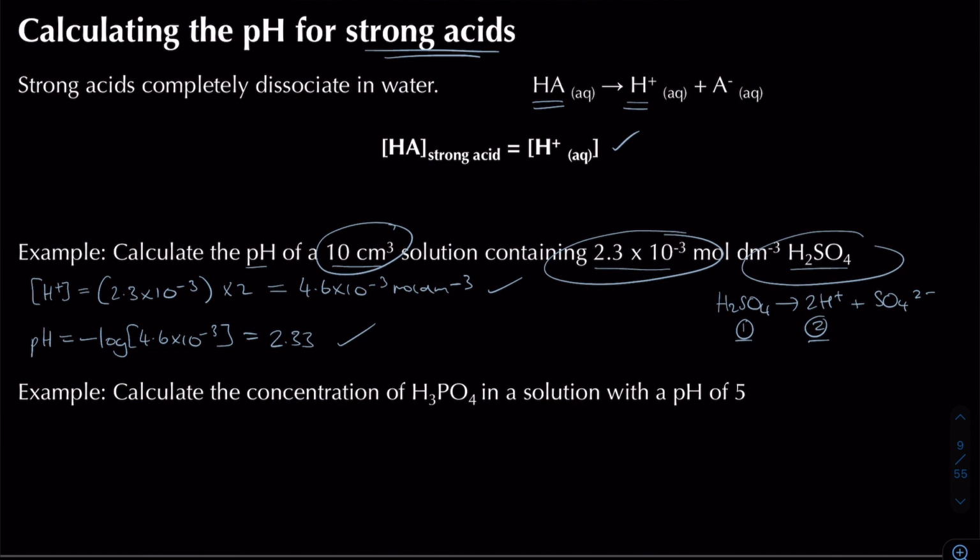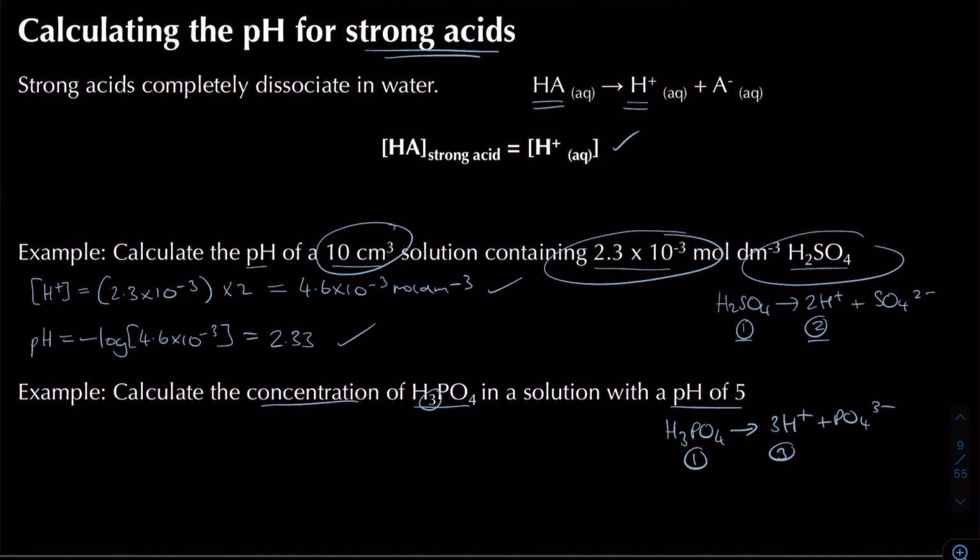We're asked to calculate the concentration this time of H3PO4 in a solution with a pH of 5 as well. So in this case, again, I'm dealing with a triprotic acid, and I have to calculate the concentration in this question. And so, right, I can start off by looking at phosphoric acid. It always helps to draw out the dissociation equation, and I end up with 3 lots of protons for every lot of phosphoric acid, and then I end up with a lot of phosphate ions as well. So in that case, my ratio is going to be 1 to 3.